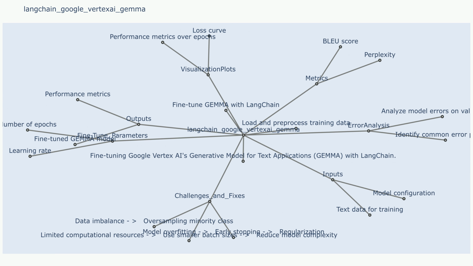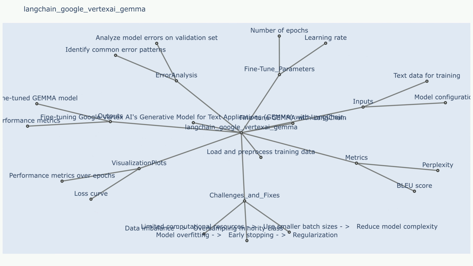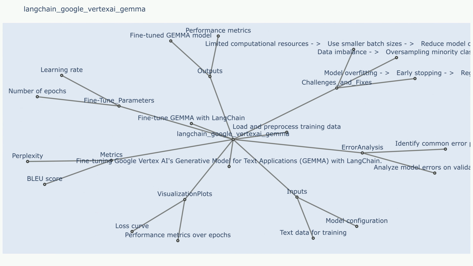Visualization plots. Visualization plot 1. Explain in detail confusion matrix. This plot visually represents the performance of a classification model, showing how well it predicts different classes. Visualization plot 2. Explain in detail precision recall curve. This plot helps assess the trade-off between precision and recall for different classification thresholds.